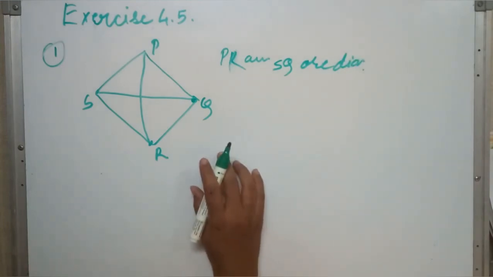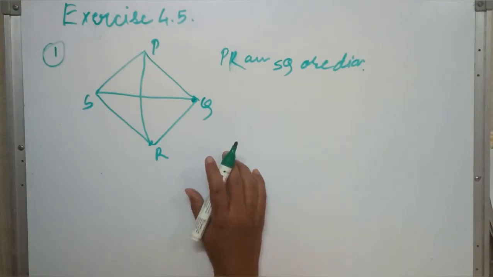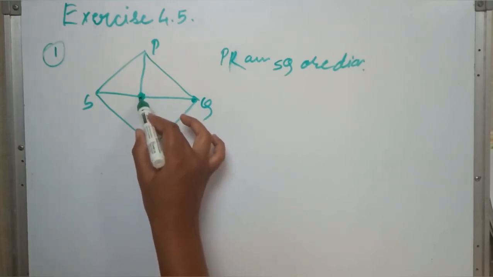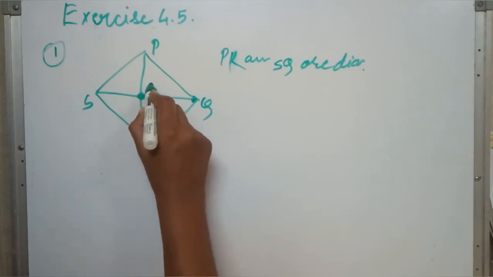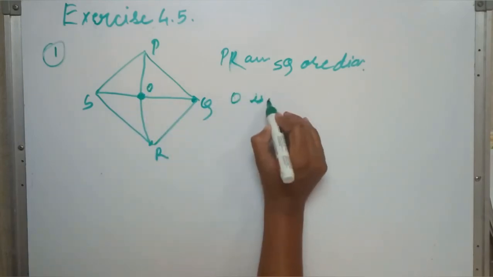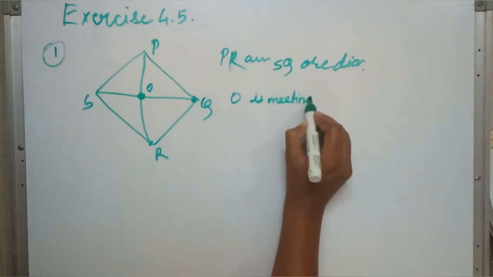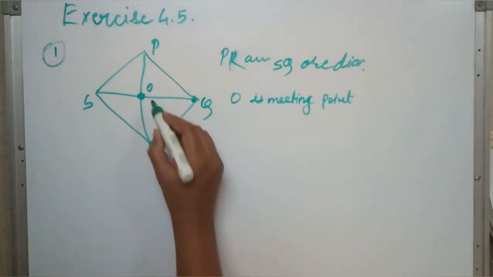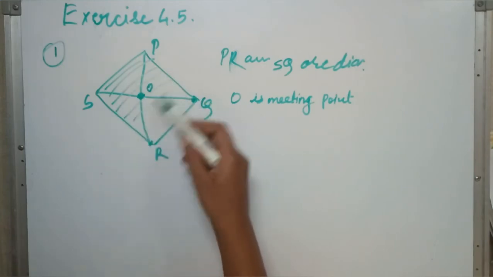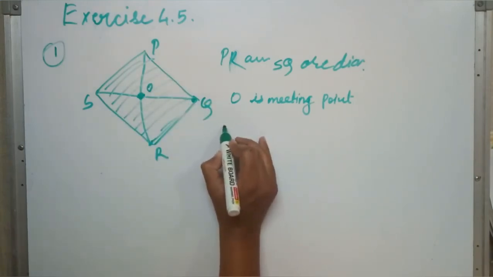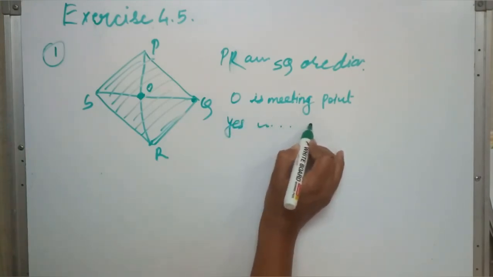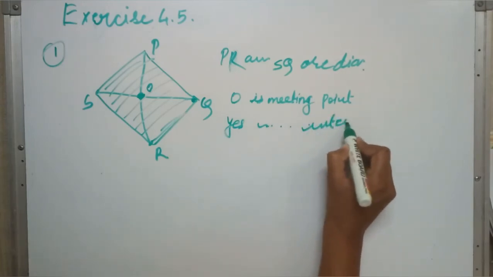Then we have to find whether the meeting point of the diagonals is in the interior or exterior of the quadrilateral. What is the meeting point of these diagonals? This. If I name it O, then O is the meeting point, and as O is the meeting point, you can see O is in the interior of this quadrilateral. So we can say yes, the meeting point of the diagonals is in the interior of the quadrilateral.